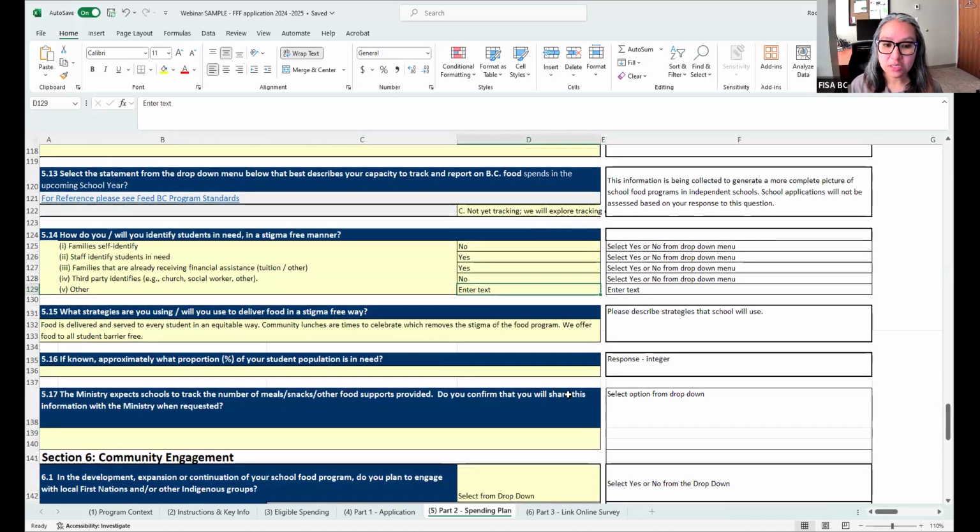Okay, so what strategies are you using to deliver food in a stigma-free way? You can also copy what you did in your report, because you guys already know that. I wrote some examples here: food is delivered and served to every student in a portable way. Lunches, we do community lunches to celebrate, and that removes the stigma. That was something you guys were mentioning just before, saying, well, we want to have a lunch every month all together. So that's not a stigma. All of us are eating together as a community.